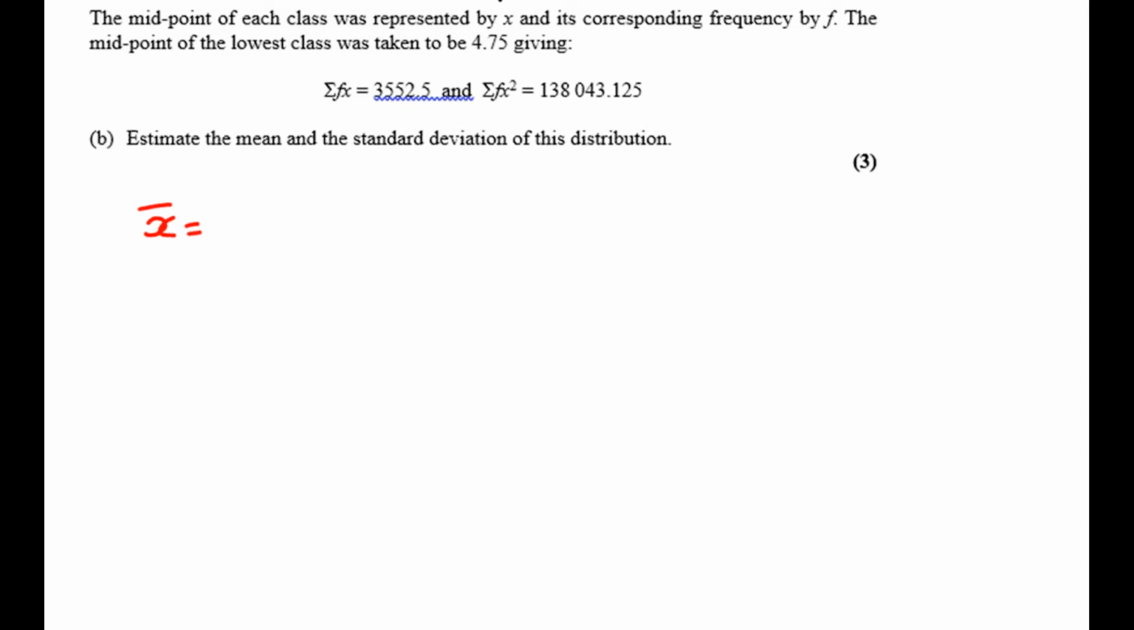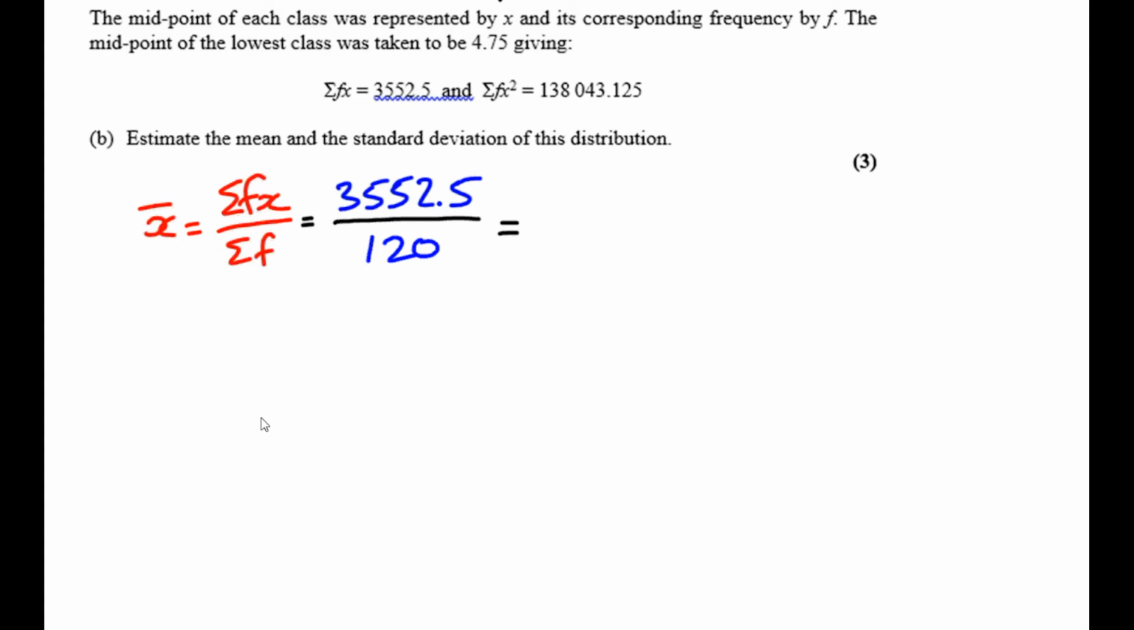So x bar, we know the formula. The sum of fx over the sum of f is going to equal the value we've been given in the question, all over the total frequency, which is 120, and that leads to our answer. If we quickly put this into the calculator, 29.6041.